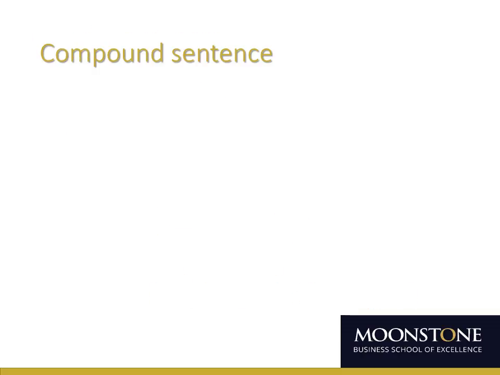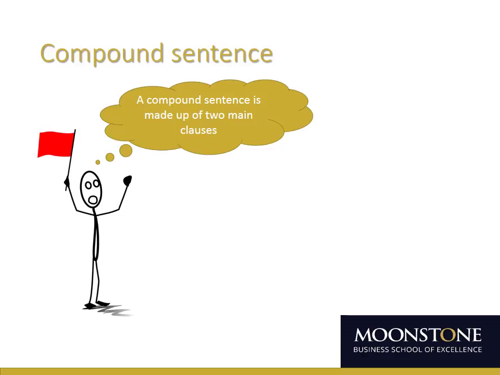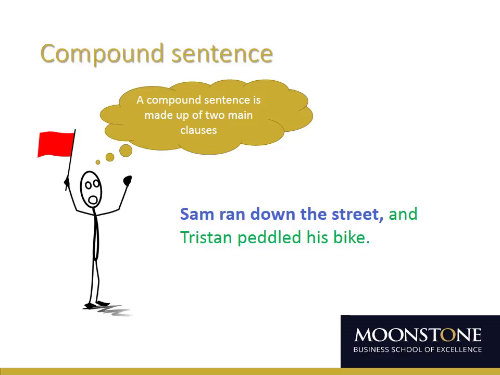A compound sentence is made up of two main clauses, or two puzzle pieces, both independent and both equally important. Let's take a look at an example. Sam ran down the street, and Tristan pedaled his bike. Both of the clauses before and after the comma could stand independently as complete sentences. This type of sentence is excellent to use to show two independent thoughts or ideas.